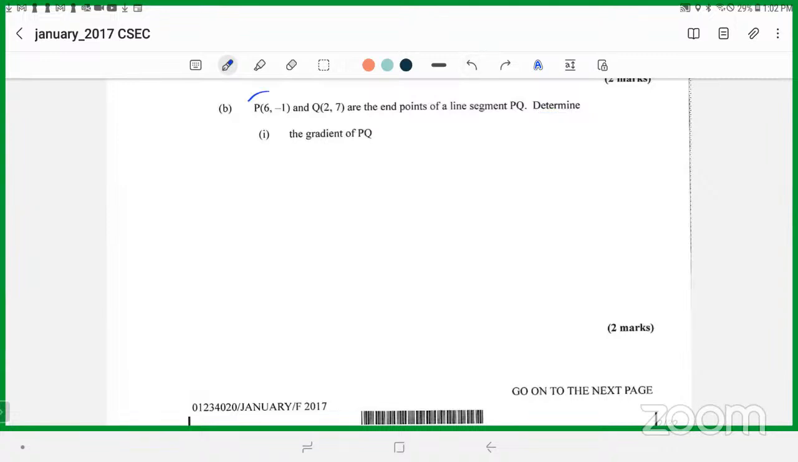So remember now, because we only have the 2 points, we're going to use gradient equals difference in Y by difference in X. That's what we want to use. So the gradient of PQ, we're going to use this point minus this point. Remember, it's a difference in the Y values over the difference in the X values, because it is rise over run. So we're doing the difference in the Y values first. So it's this Y value minus this Y value.